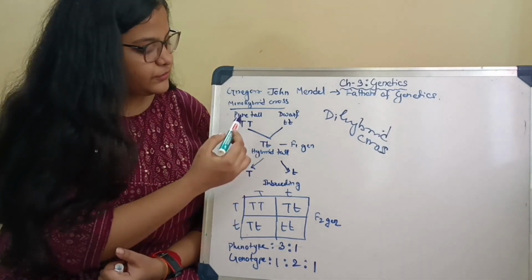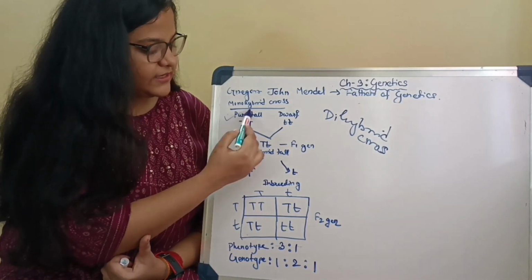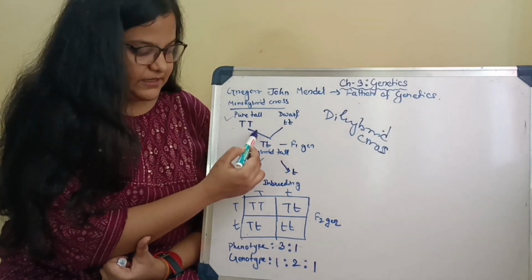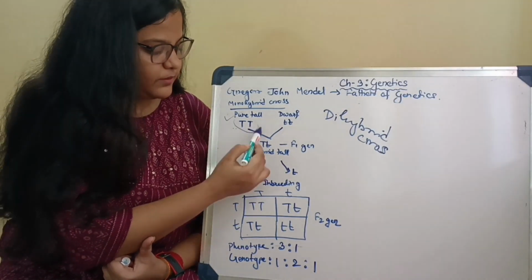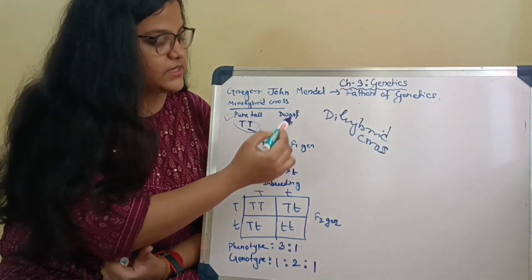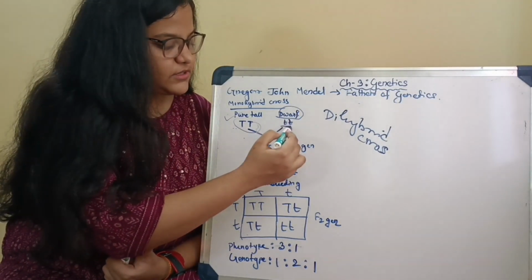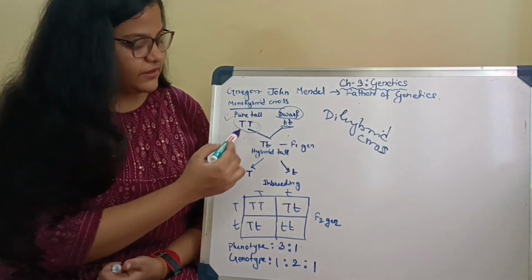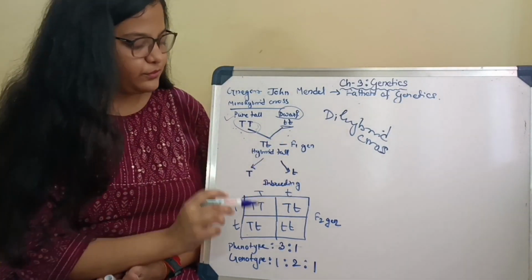Now first, let us discuss the monohybrid cross, where he has taken only one character. Here he is taking a pure tall pea plant, which is denoted by the dominant genes, and a dwarf plant, which is denoted by two small t's. And here you can see both are pure.